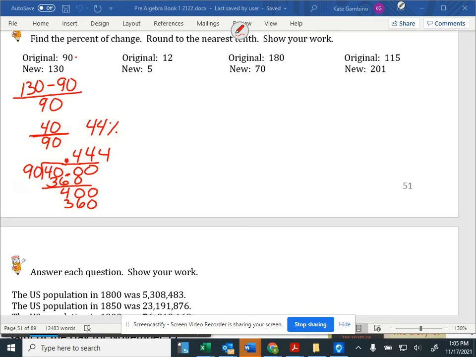Izzy. I did it differently. I did 40 over 90, and I took away the zero of the 90. You can definitely simplify 40 over 90. You could divide that 10 out and get 4 over 9, and I just did 4 divided by 9. You're still dividing, right? Yeah. So you just did it to the 10th place instead of to the 100th. That's totally fine.